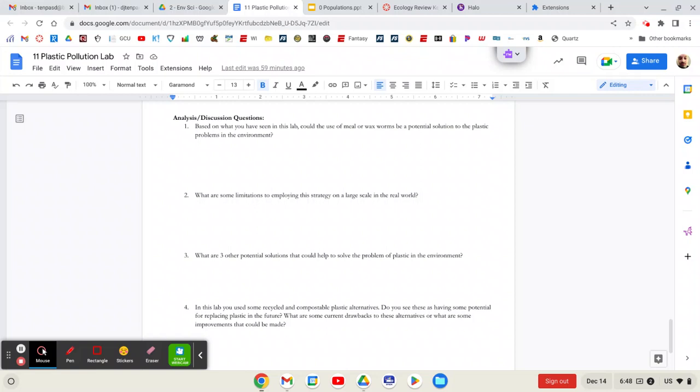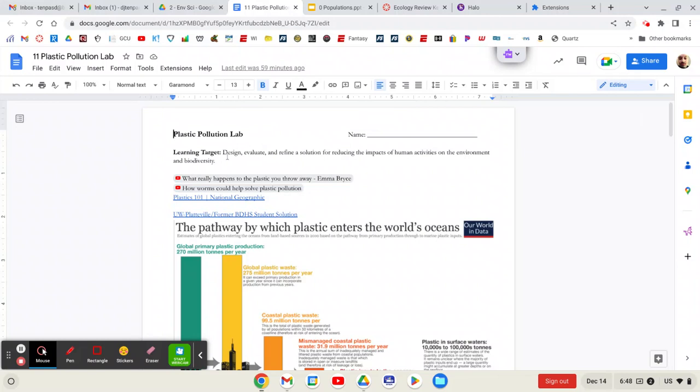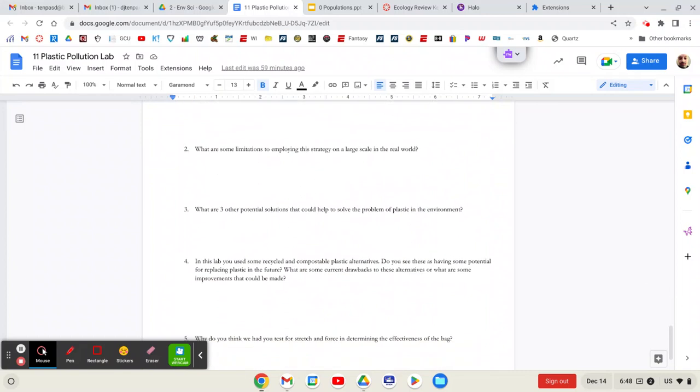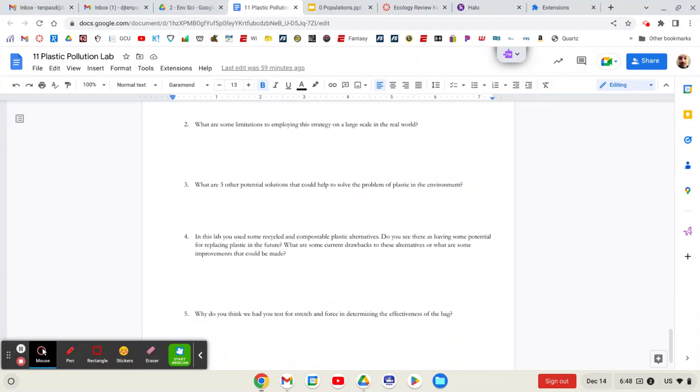And also tying back to that learning target at the start, that they could design, evaluate, and refine a solution reducing the impacts of human activity. So were they able to find the potential of the solution that they have? This does a nice job of tying the whole lesson together, and helps me as a teacher ensure that they were able to get to the main topics and content that I was hoping to in this lesson. So it gives me a little bit of feedback on what they gathered from it, but also hopefully helps them to really digest everything that they looked at in that lab, and get the main points that I was hoping they would.